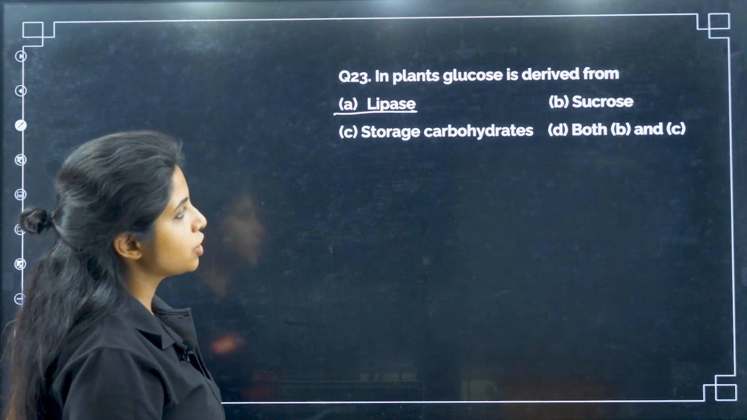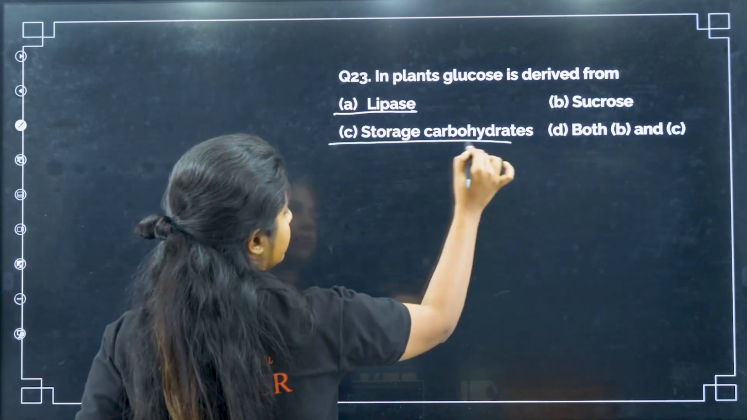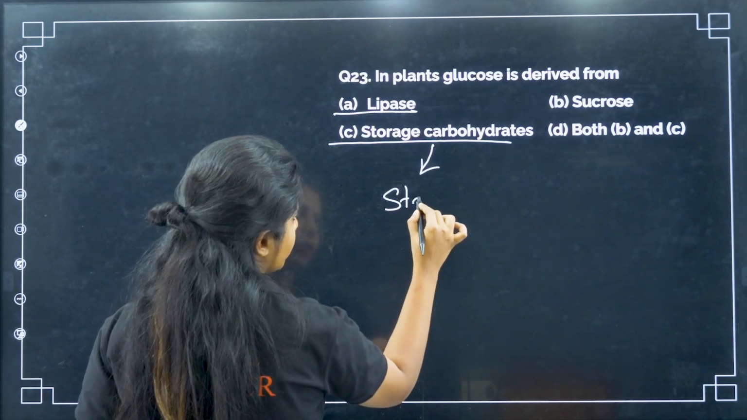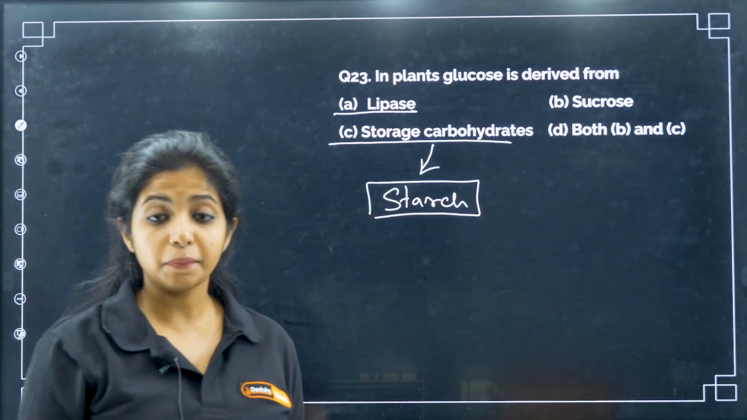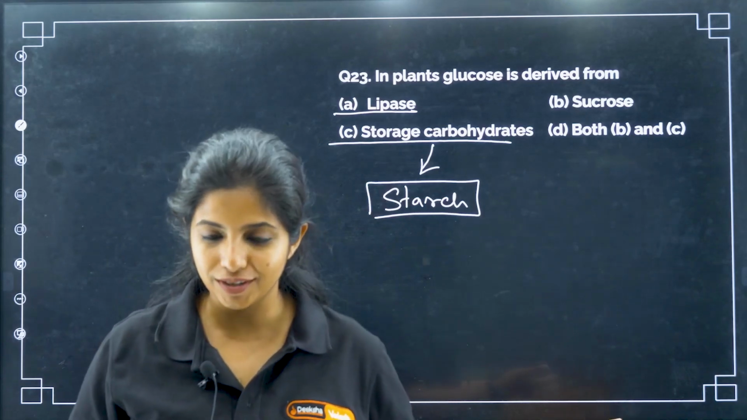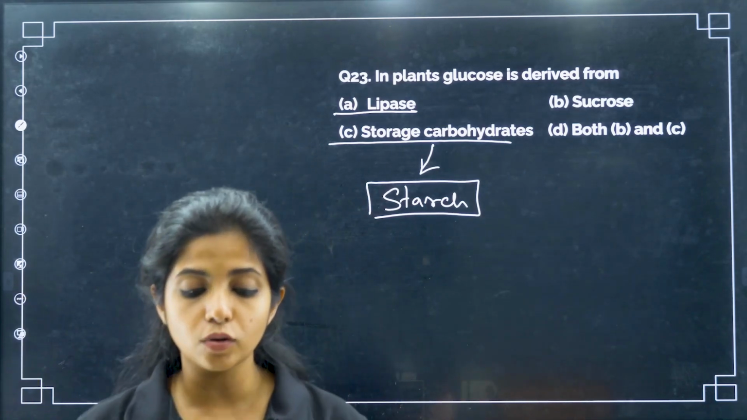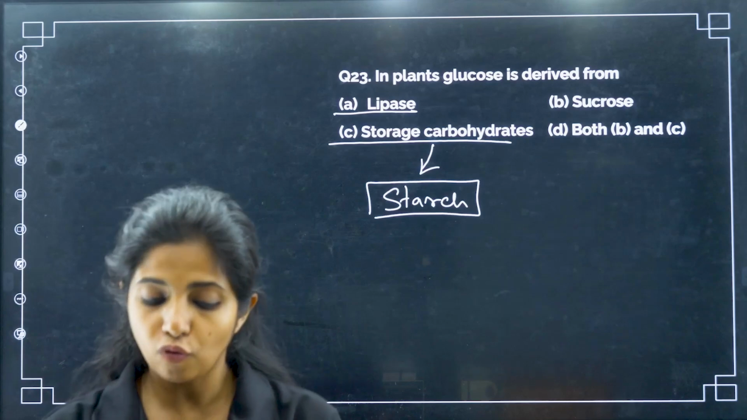Talking about storage carbohydrates, what do you mean by storage carbohydrate? Storage carbohydrate, as in I am talking about starch, my dear children. So starch is made up of what? Starch is a polymer of glucose. There are so many glucose molecules which come together to form starch.